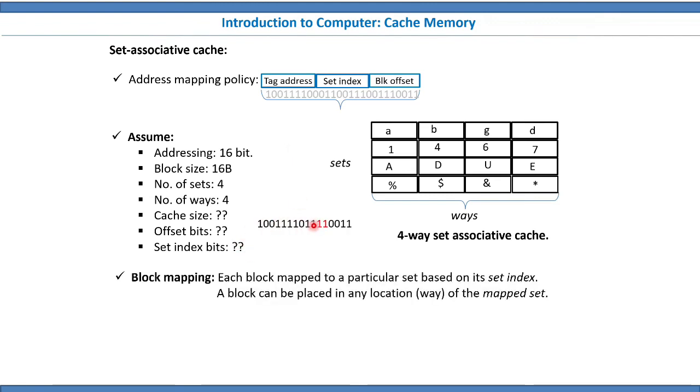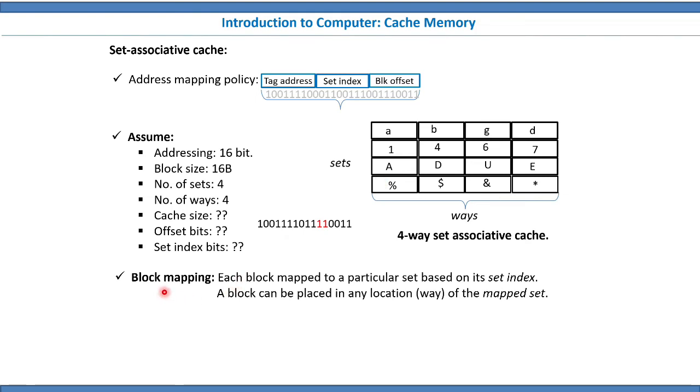For example, if this is the address, then the first 4 bits will be the offset, and the next 2 bits are considered the set index. Based on this value, we can say that this particular address is mapping to set number 3. That is, this is the set where it will map. And now in this set, this block can be placed in any of these four positions. If this position is empty, then this block can be placed here. But if all positions are full, as here, where all the positions are now full, then if we want to place a new block, we have to call the replacement policy.